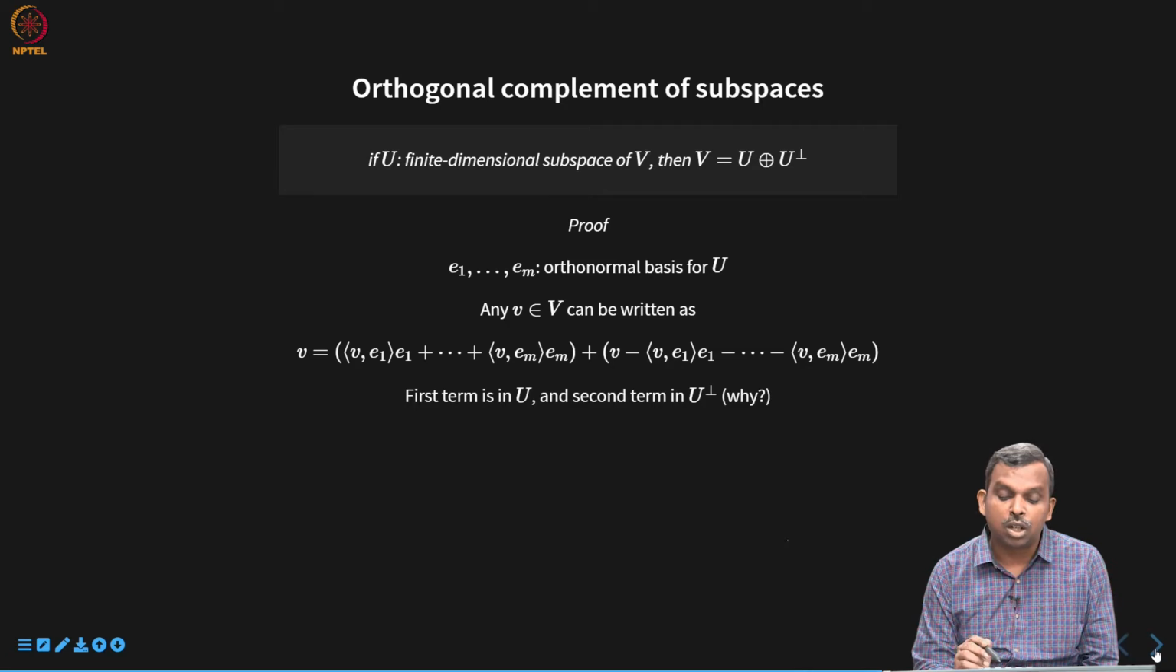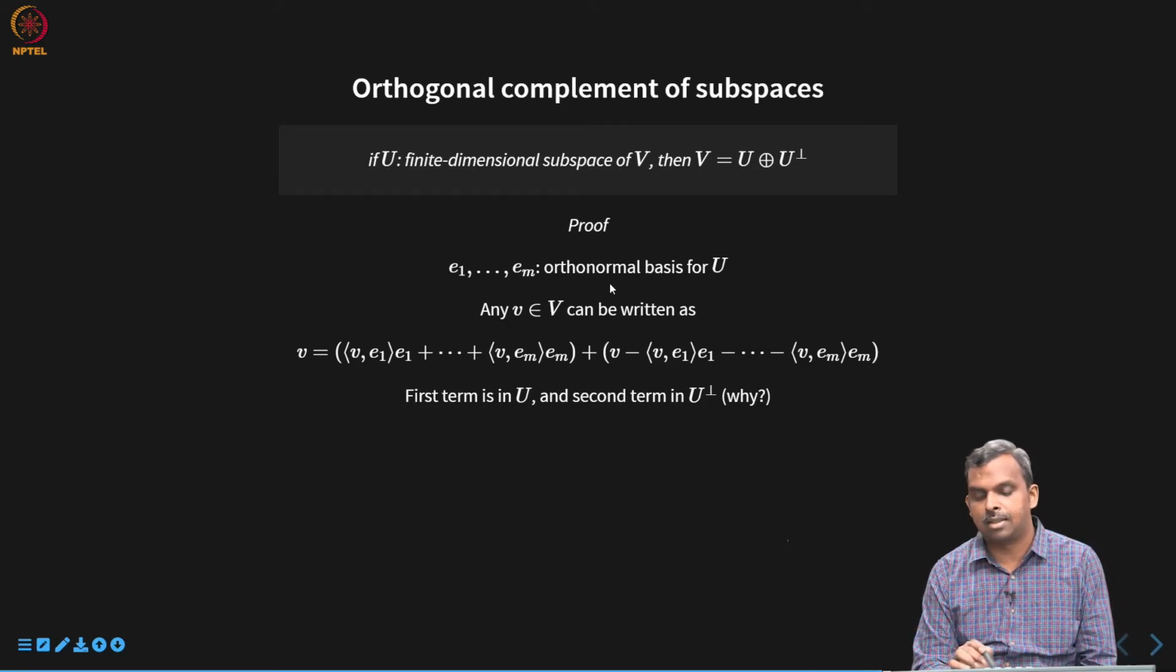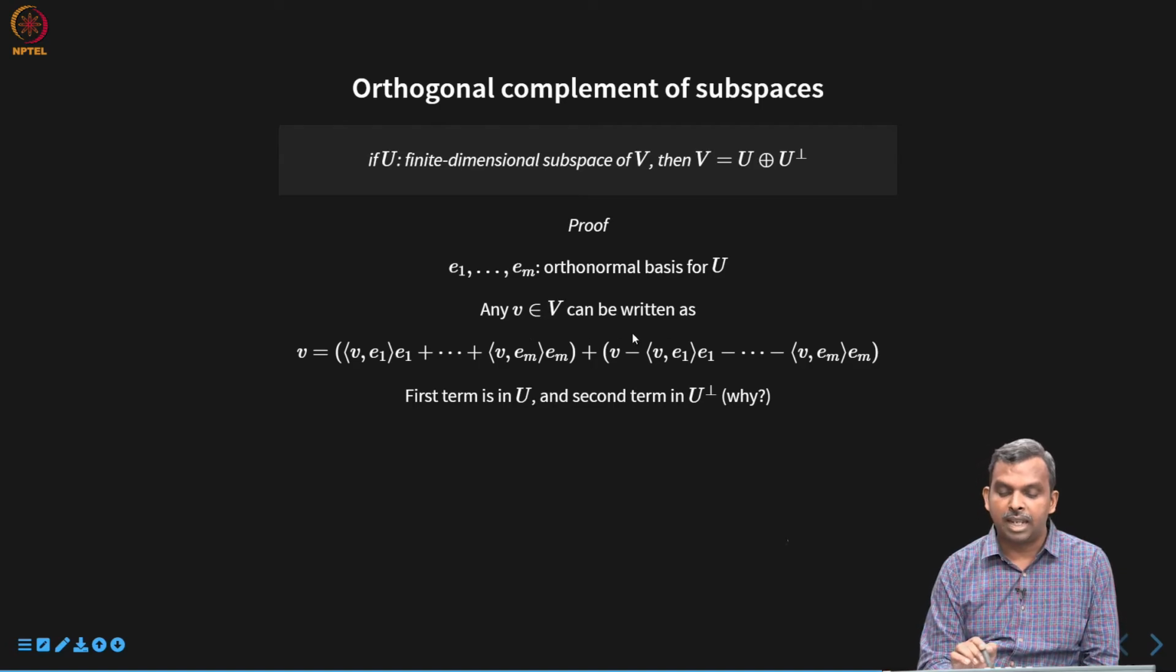You start now with an orthonormal basis for U. That's where the starting point lies, not just a basis, but an orthonormal basis for U, because we are in an inner product space. Any V now I can write in this fashion. It's sort of like the orthogonal decomposition we saw before. Any V, now V need not be in U. If V were to be in U, then only this first part will come, the second part won't come.